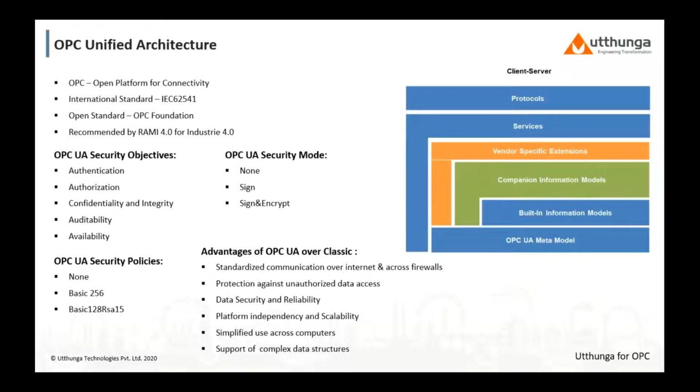So let's see now the advantages of OPC UA over OPC Classic. Yes, OPC UA has an advantage over a Classic server, where you don't need to have a DCOM configuration. It uses standard communication over the internet using an IP address and port number, and it protects against unauthorized data access using username, password, and certificate-based authentication. It also provides data security and reliability due to its standard way of defining both request and response data format.